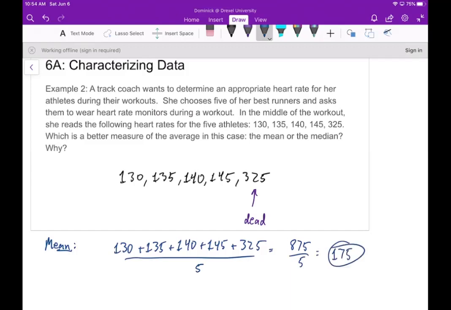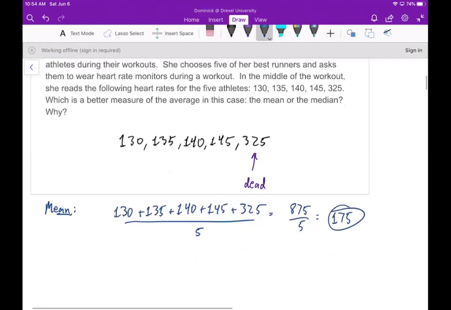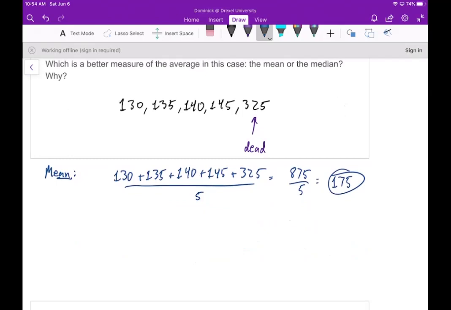Right? Now, this is much higher than the 4 other athletes, but of course much lower than the 325. But if you were to calculate the median, you're going to cross off low and high, and you would get that the median is 140, right? And it turns out that this is the better average here.